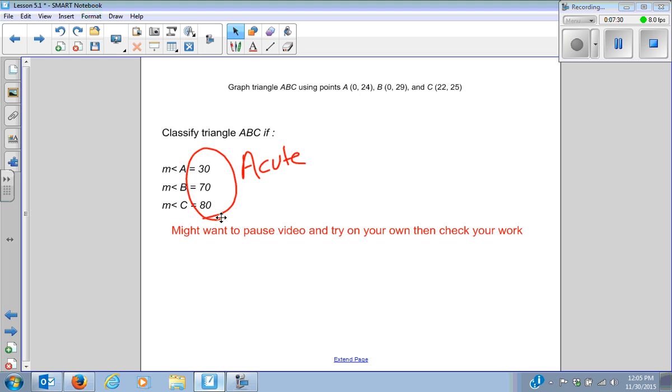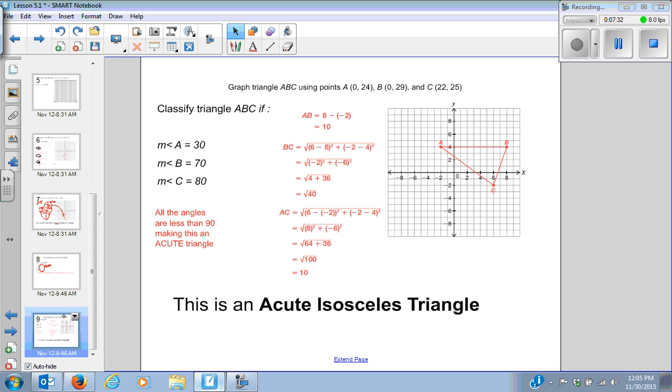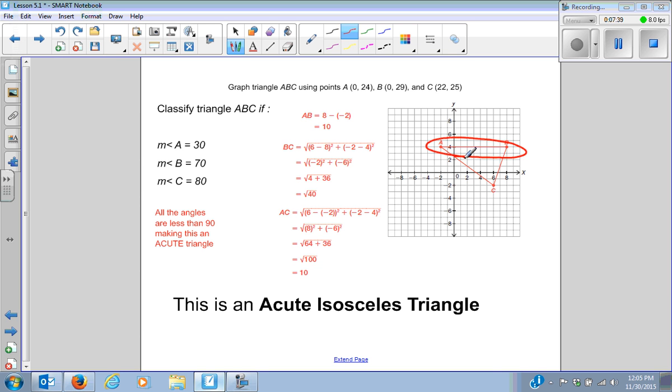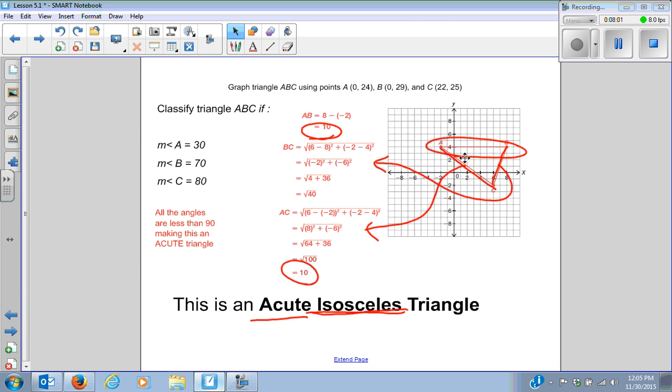Now I need to check by its sides, so I'm going to have to do all that distance formula work again. This one again, I can count. You can count that one. This B to C, right here, they did that work right here. And A to C, they did that work right here. And that's the distance formula. And again, if you look, you have two sides that are the same, so that's why it's called isosceles. We talked about why it's acute. Label it isosceles, call it a triangle, and you are finished.